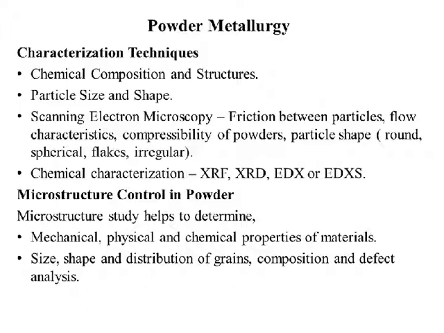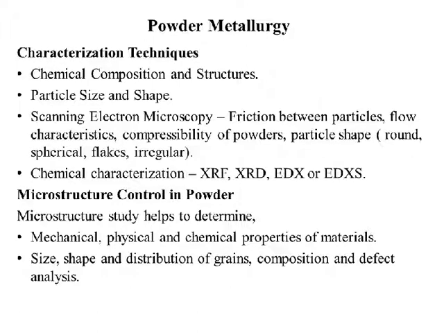Just briefly, let me tell what is powder metallurgy. Powder metallurgy is a metal processing technology in which parts are produced from metallic powders. These powder metallurgy parts need to be analyzed to determine a few things like chemical composition and structure. So characterization techniques help us to determine the chemical composition and its structure. It also helps us to determine particle size and shape.